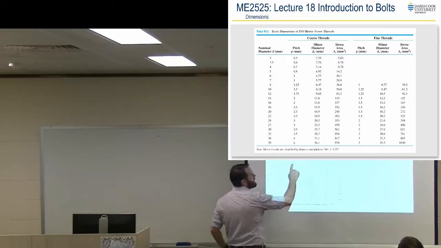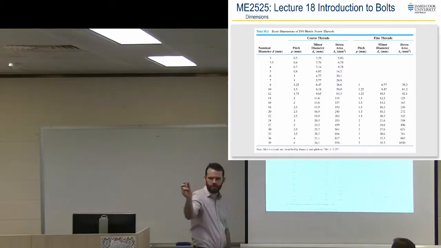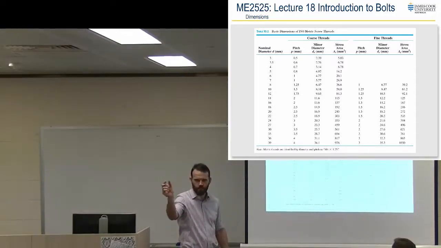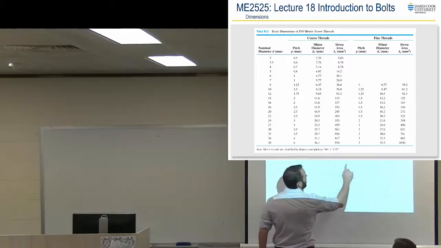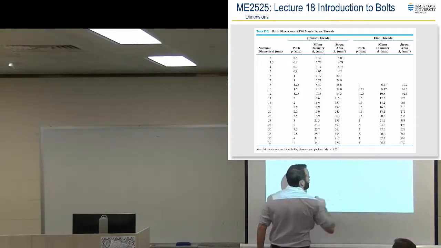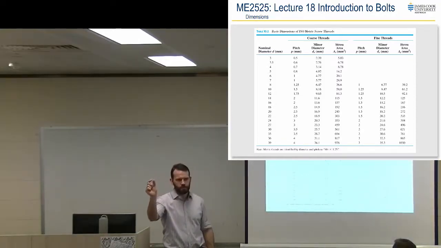So, say, M10 is M10 regardless, but the pitch for coarse thread is 1.5 millimeters. That's the distance between successive threads. And if we go across here to the fine threads, it's 1.25. So it's 0.25 of a mil closer.